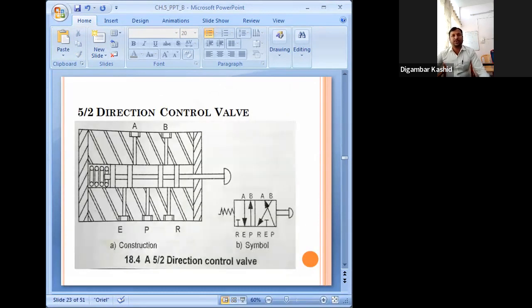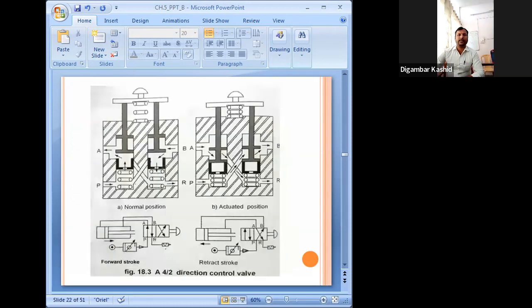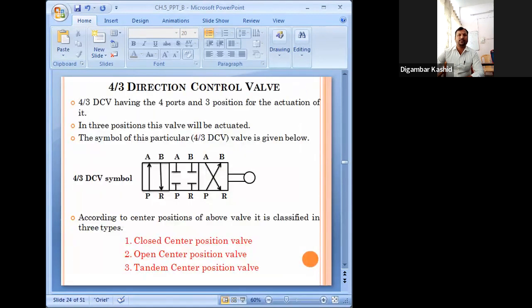Then 5/2 direction control, five ports are there at 2 positions. This is one: 2/2, 3/2, 4/2 we have seen, 5/2. Please remember this is the standard symbol of the 4/3 direction control.